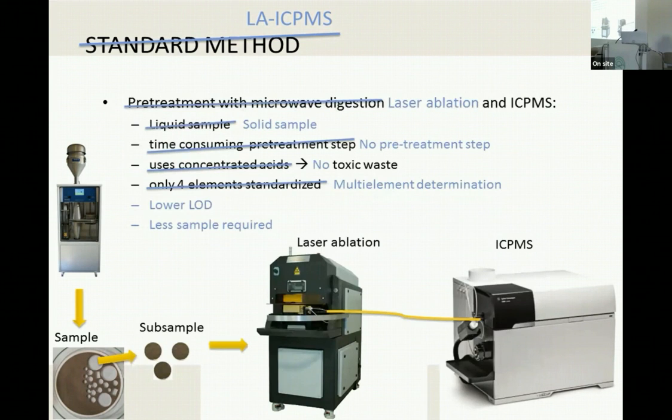So with laser ablation, instead of microwave digestion, we can use a solid sample, so no pre-treatment step is needed, and consequently we don't have any toxic waste. We can have multi-element determination because we don't need to worry about the digestion efficiency, and we can also obtain lower LODs and require less sample for the analysis.